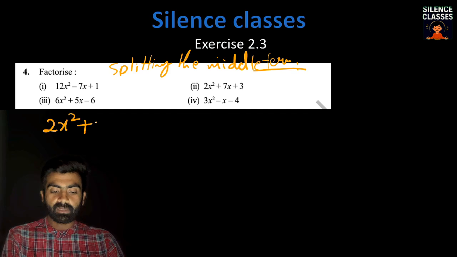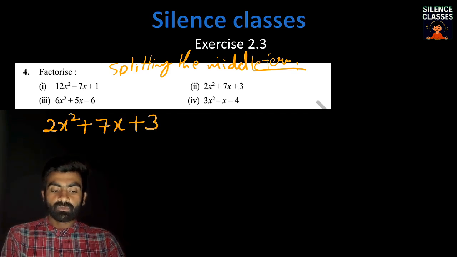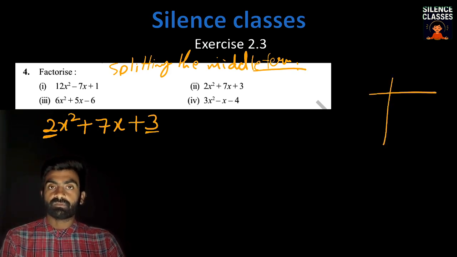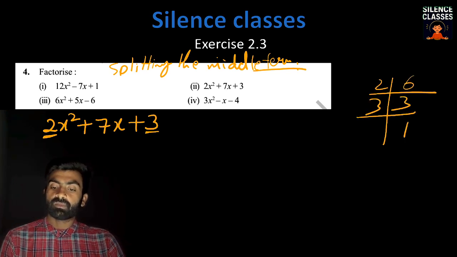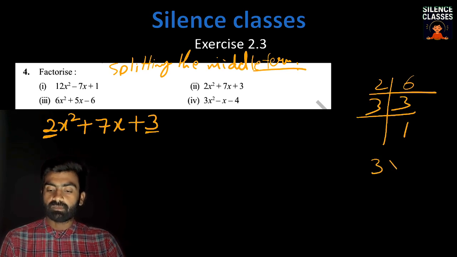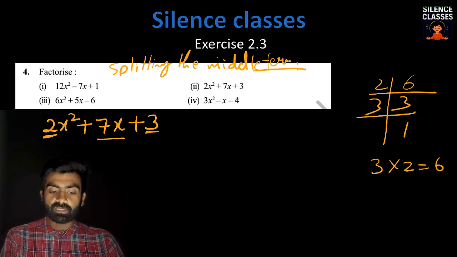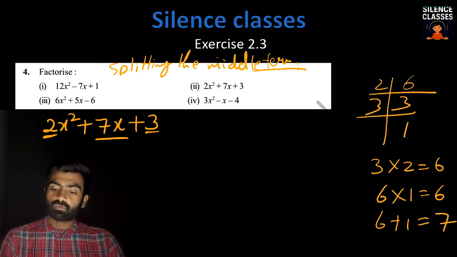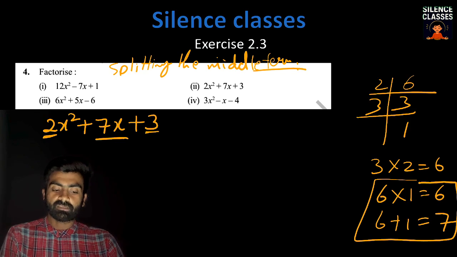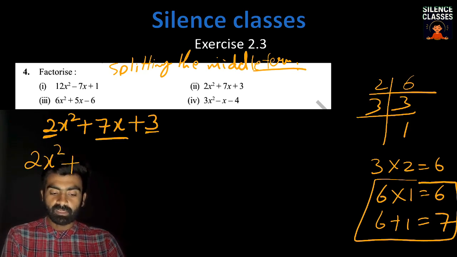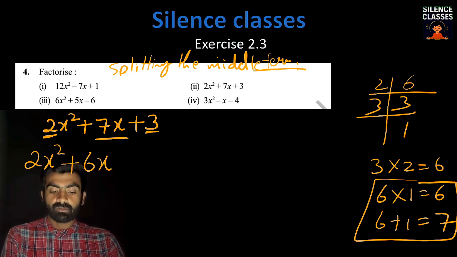2x square plus 7x plus 3. Multiply the first and the last term, so we will get 3 2s are 6. We will take 6 as LCM, so we can say 6 is 2 3s are 6 and 3 1s are 3. So 3 2s are 6, means 3 multiplied by 2 we will get 6, but we have to find 7 over here. So if I say 6 multiplied by 1, we get 6, and 6 plus 1, we get 7. So by this we can split in this particular manner, that is 2x square plus 6x plus 1x plus 3.